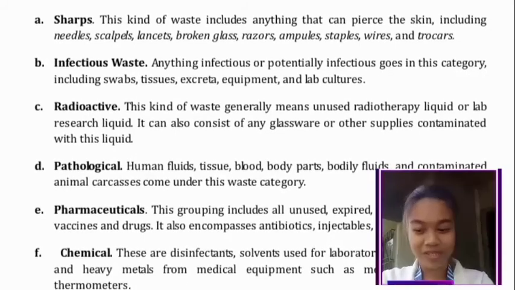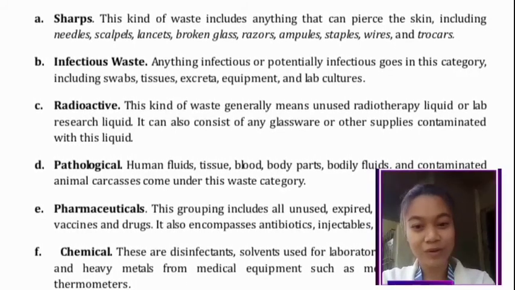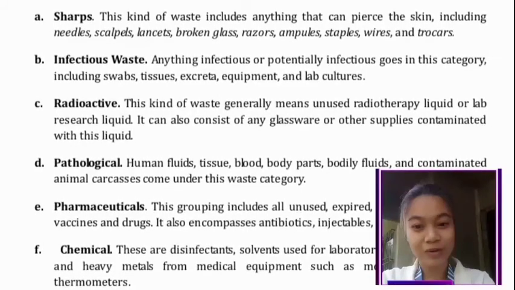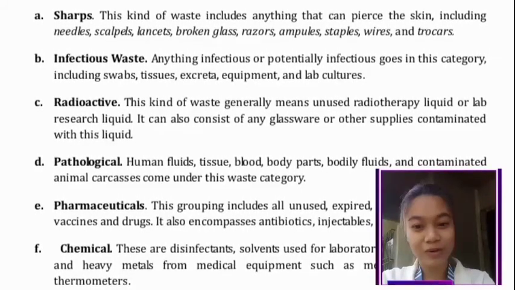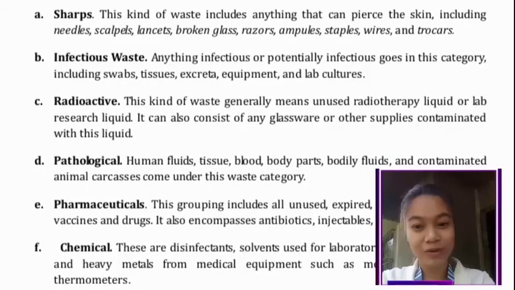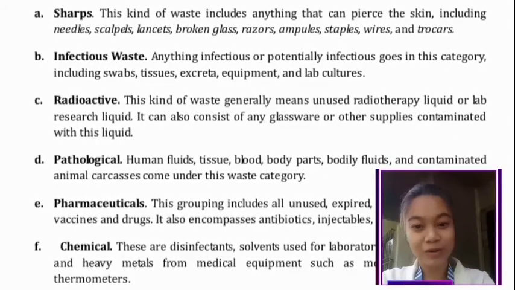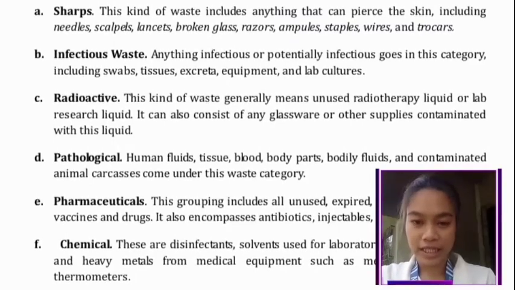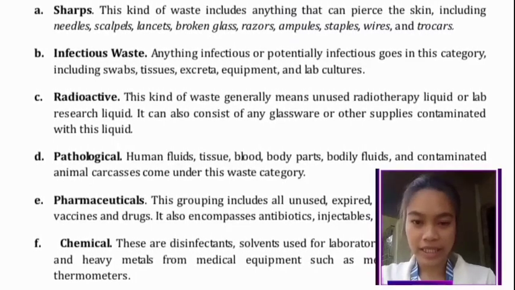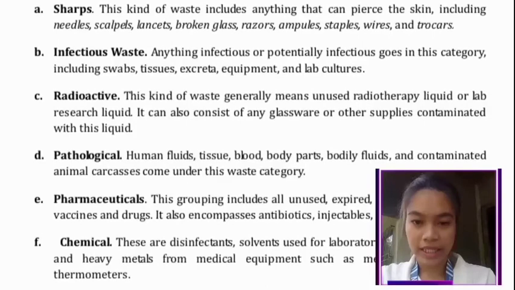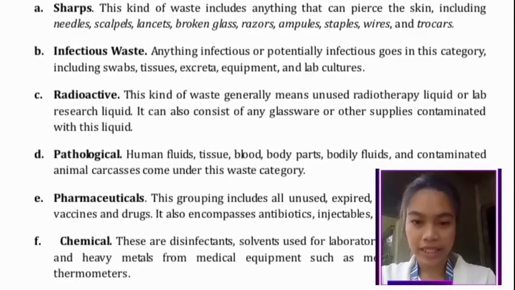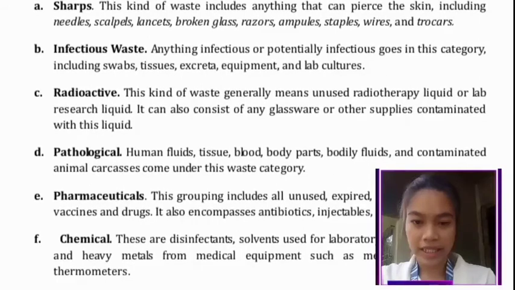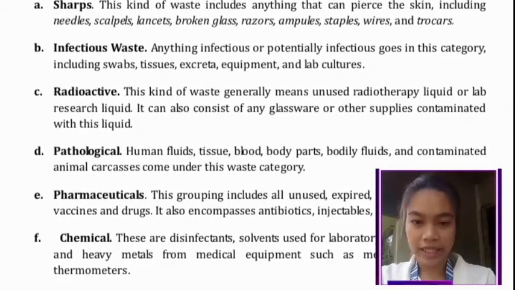Pag sinabi naman po natin na infectious waste, ito naman yung mga bagay na galing sa mga pasyente na pwedeng makahawa sa iba kung sila ay may sakit. Tulad nga ng bandages, swabs, tissues, at iba pa. Radioactive. Pag sinabi naman natin radioactive, ito yung mga bagay o equipment na ginagamit sa mga treatment or cancer therapies. So, tulad nito is yung mga glassware na nilagyan na ng lab liquid.